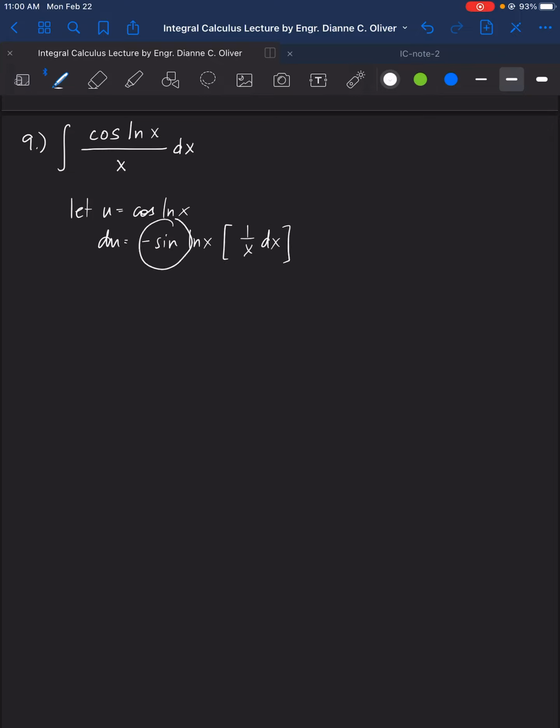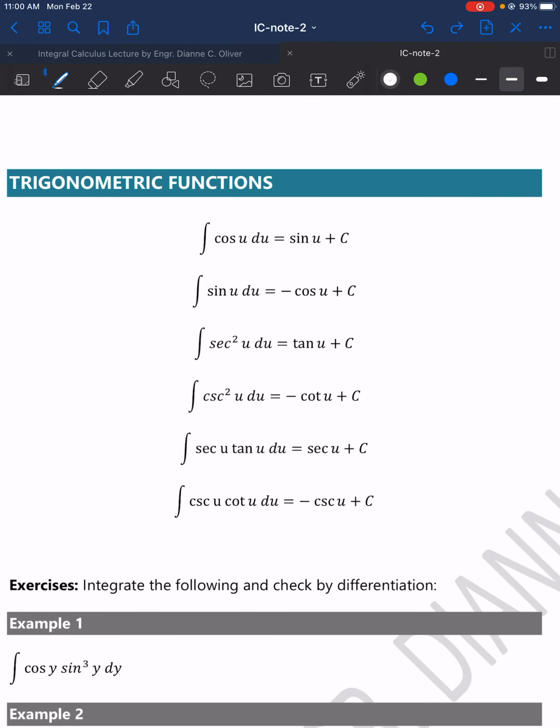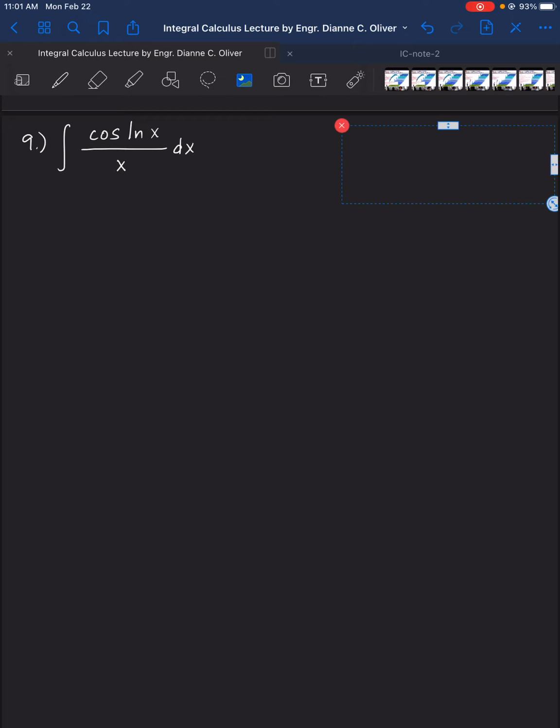So there's no sine here in the given. Therefore, again, we will not be using the power formula like we did in the previous videos. Here, we're going to use the trigonometric functions formulas, the patterns. Since the given is cosine, the first one: integral of cosine u du is equal to sine u plus c.